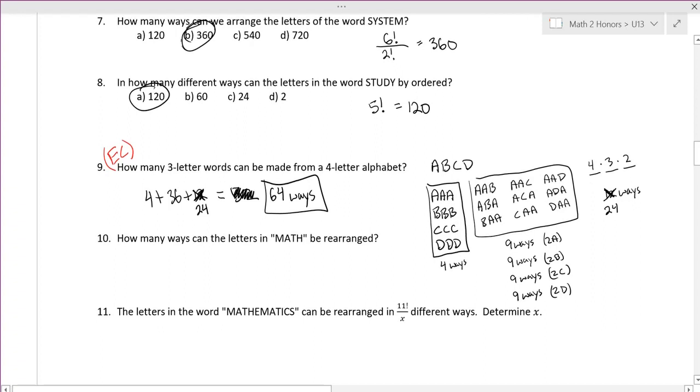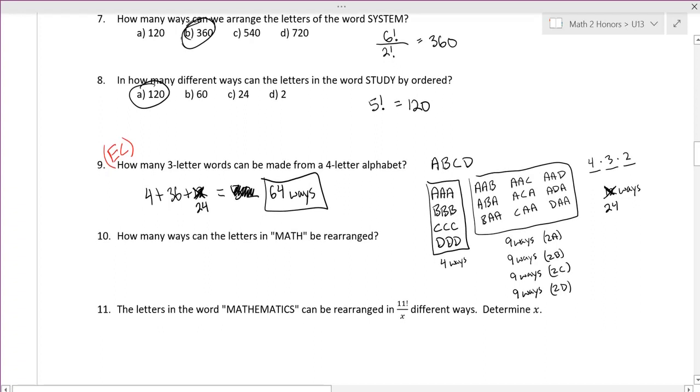Number 10. How many ways can the letters in math be rearranged? You have 4 letters, so we got 4 factorial. And we have no repeats, and so our answer is just 4 factorial, which is 4 times 3 times 2 times 1, or 24 ways.